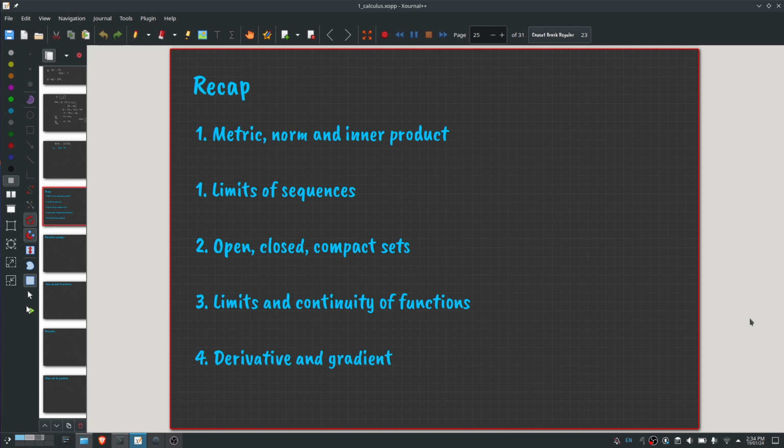So a quick recap before we start. In the last couple of classes, we defined various terms like the metric, norm, and inner product over spaces. We also defined limits of sequences, what are open sets, closed sets, and compact sets over a particular metric space. We saw examples of each of these, and we also studied limits and continuity of functions and the derivative and gradient.